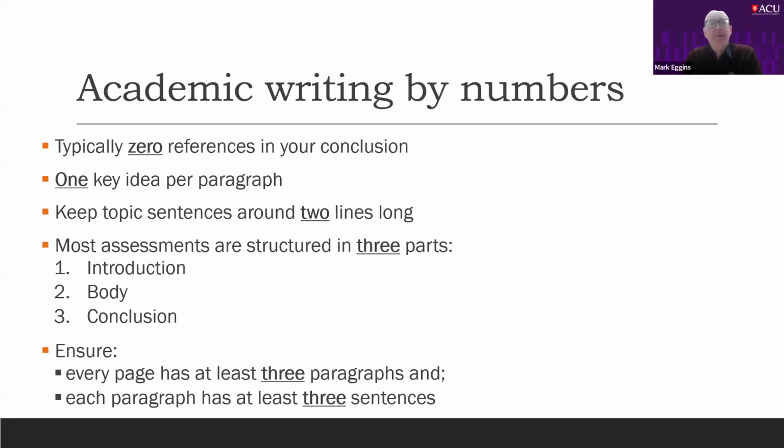One way I think to remember things is just with numbers. So what I've got here is a few key principles considering numbers. Starting with 0, generally no references in your conclusion because there shouldn't be any new information. One key idea per paragraph, particularly body paragraphs. Keep your topic sentences around 2 lines long. Because if they are too long, it might seem like there's more than one idea there.